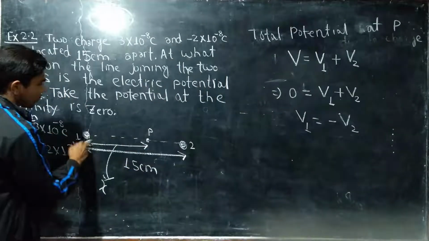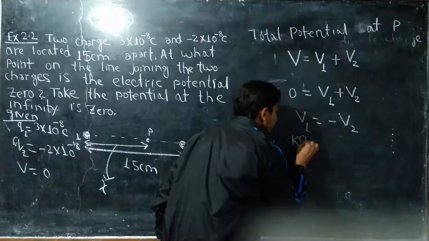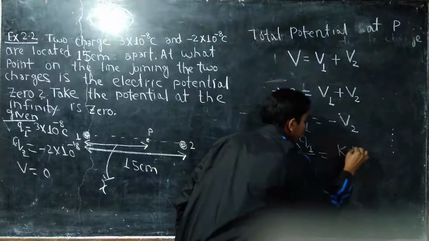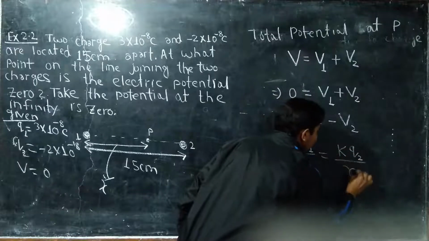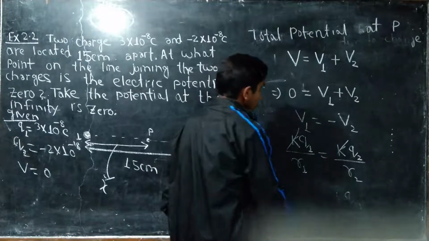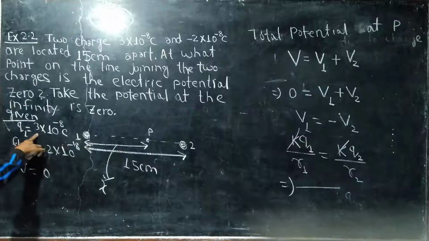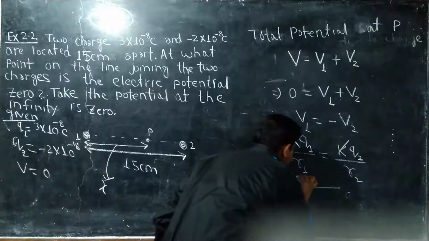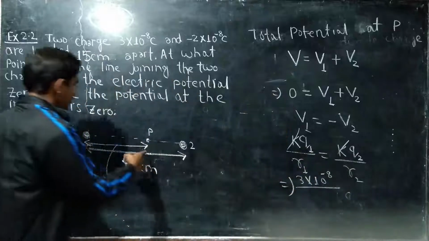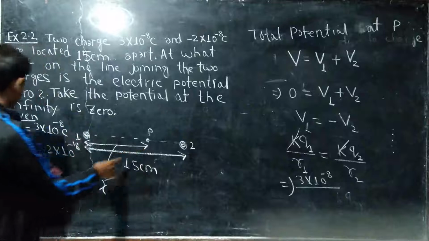Now you are able to add the value of V1. See, these two charges are separated by how much distance? So we can write here V1 is equal to K Q1 by R1. Similarly, V2 is equal to K Q2 by R2, right? K cancels. Q1 is 3 into 10 to the power minus 8. And this separation is your R1. R1 is how much? X.